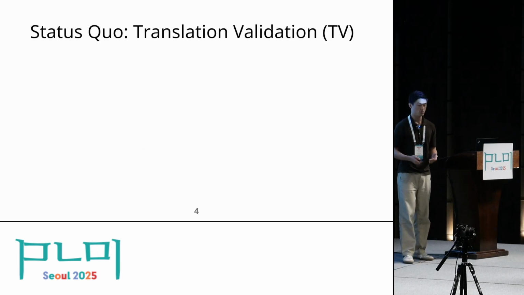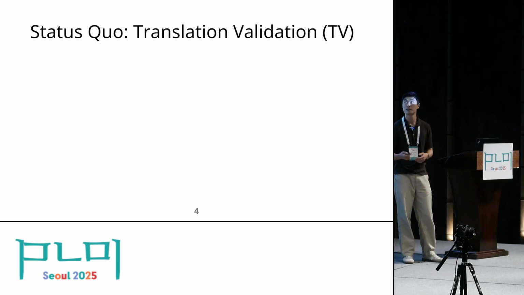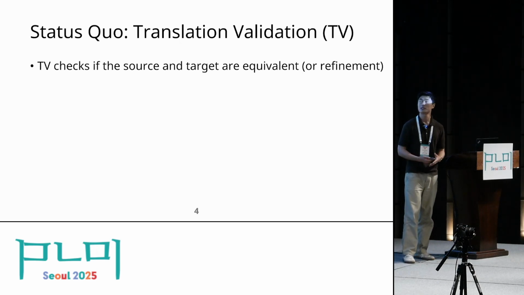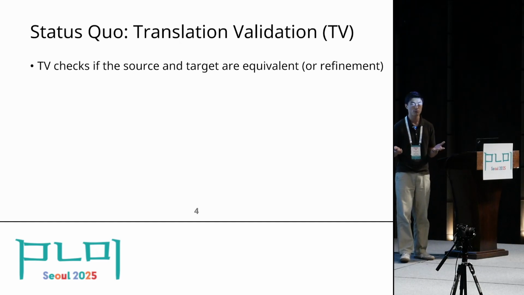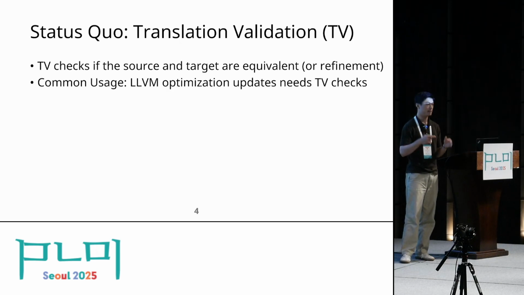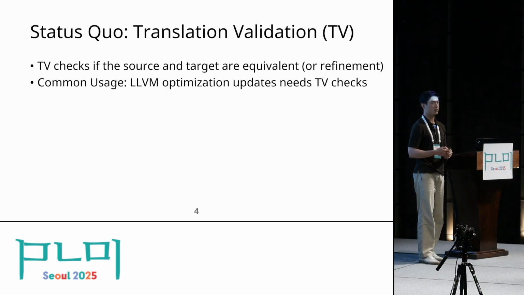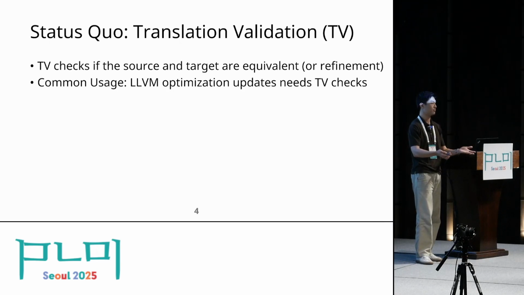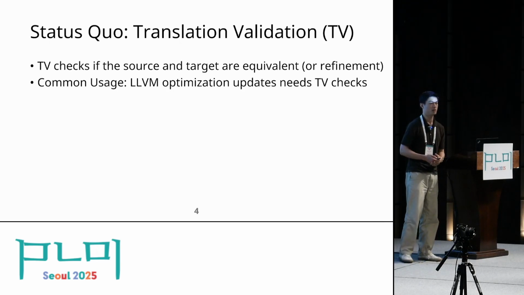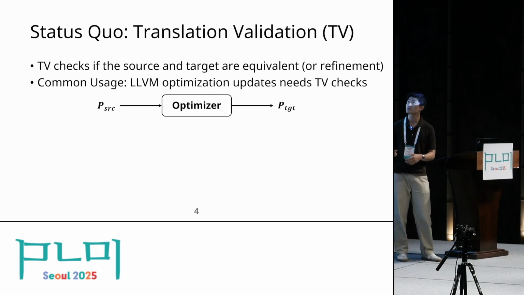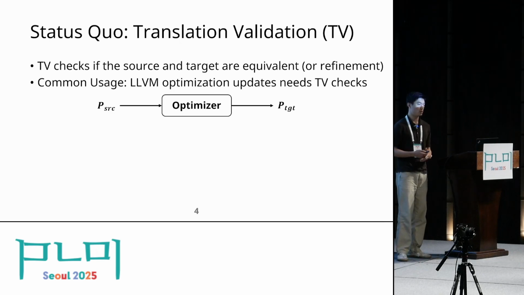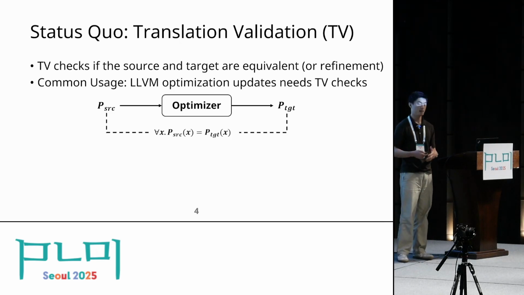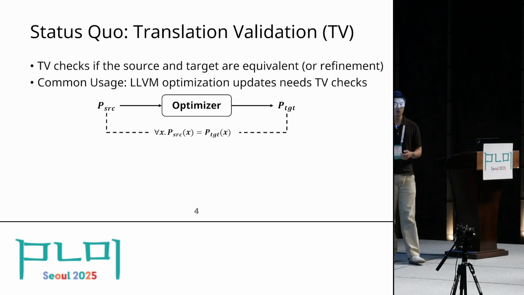The current approach to solve this problem is to use translation validation. Translation validation checks if the source program and the target program are equivalent, and it's widely adopted in the compiler community like LLVM. For example, if you want to add an optimization rule in LLVM, you have to give the TV proof in the PR, so there is no counterexample in the optimization. So if you have an optimizer with a source program, you'll get a target program by a compilation. And what TV does here, it checks the result of the source program and the target program, and they are equal for every possible input.